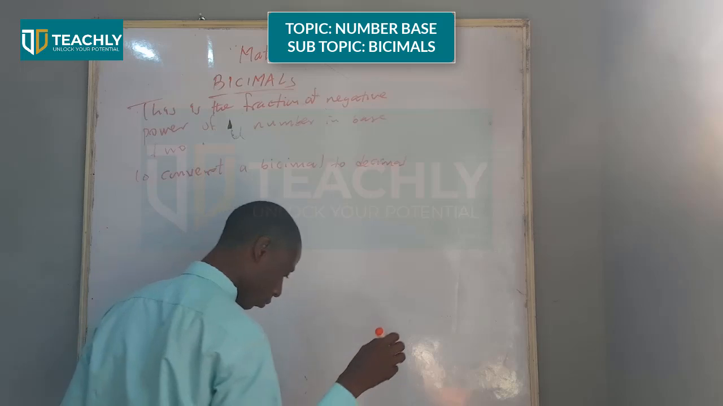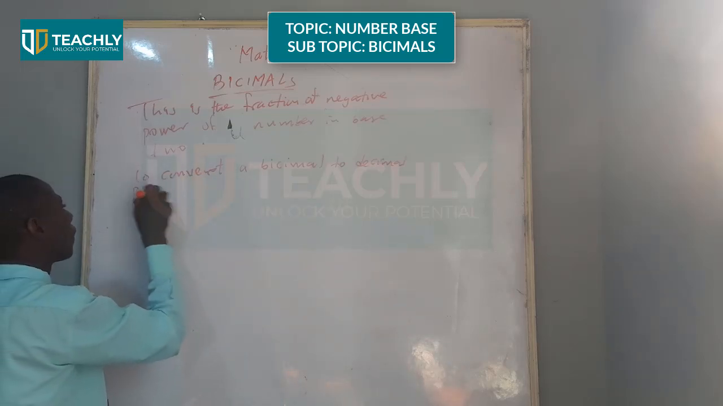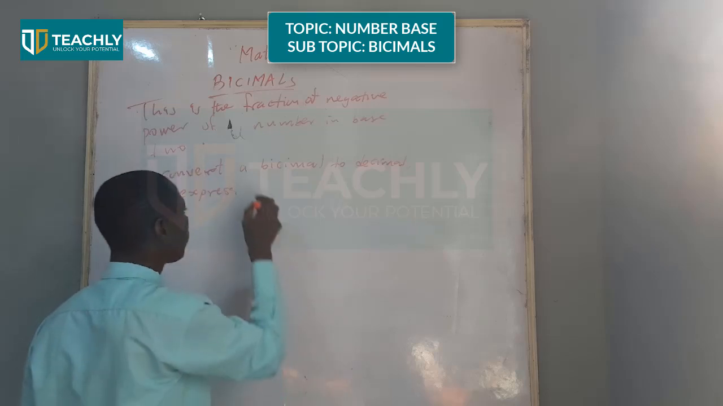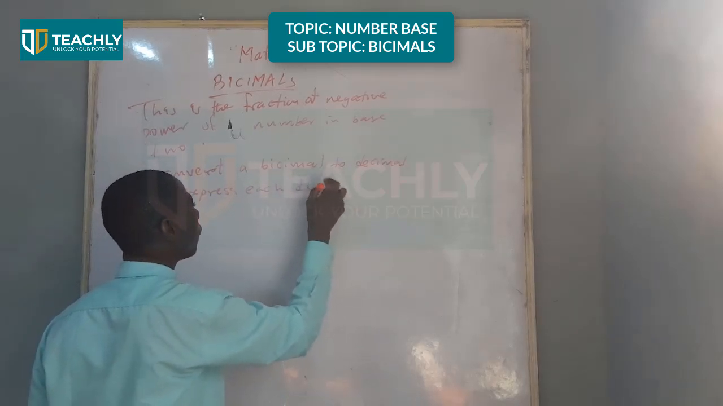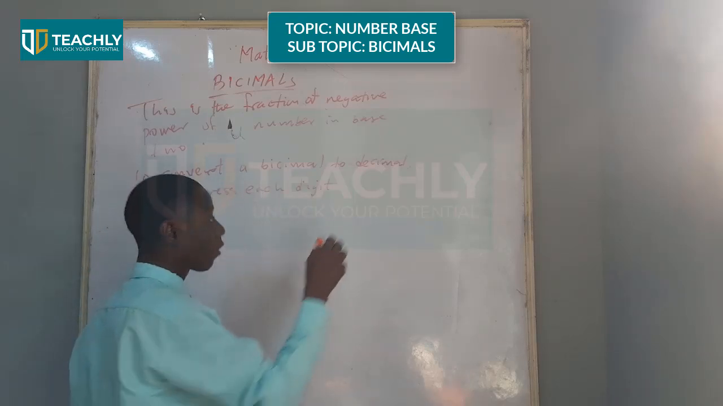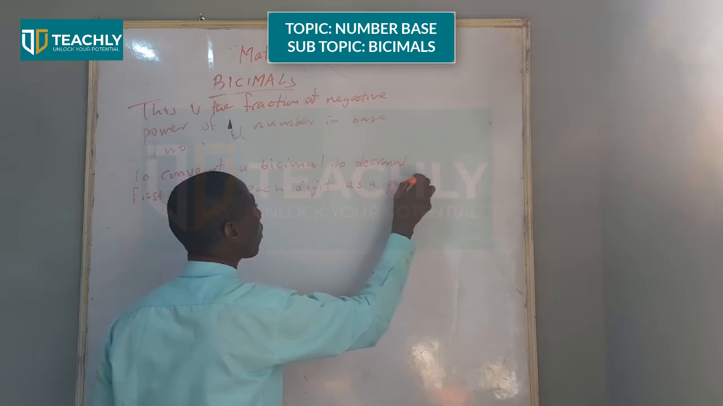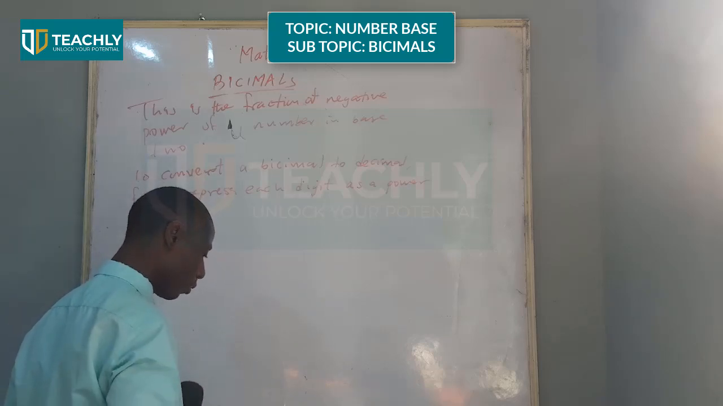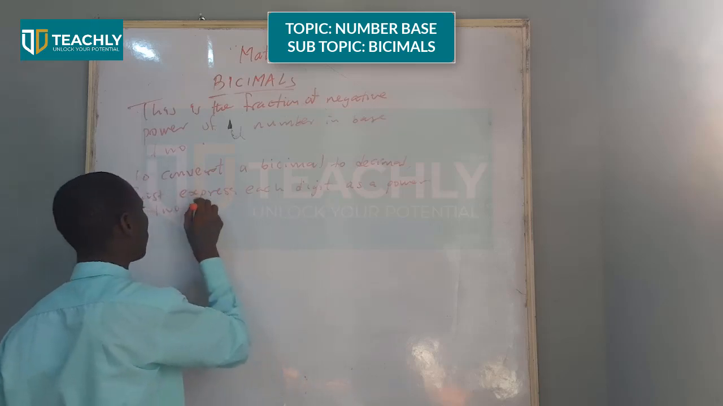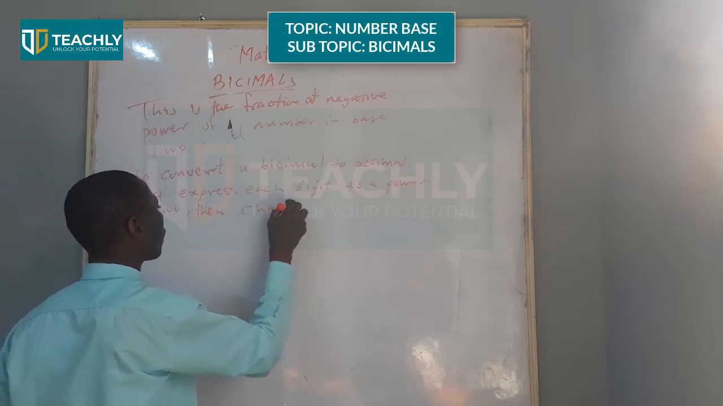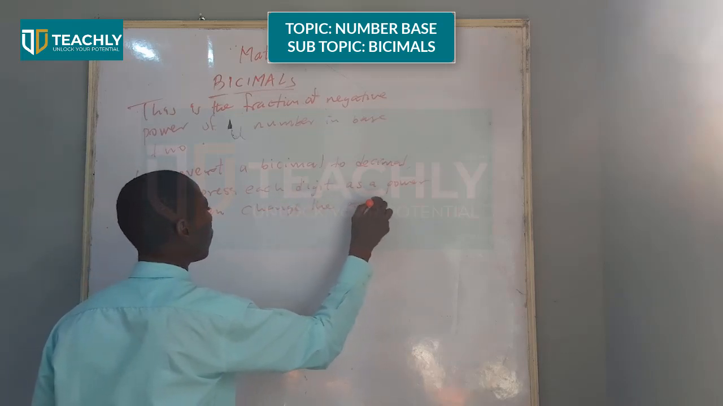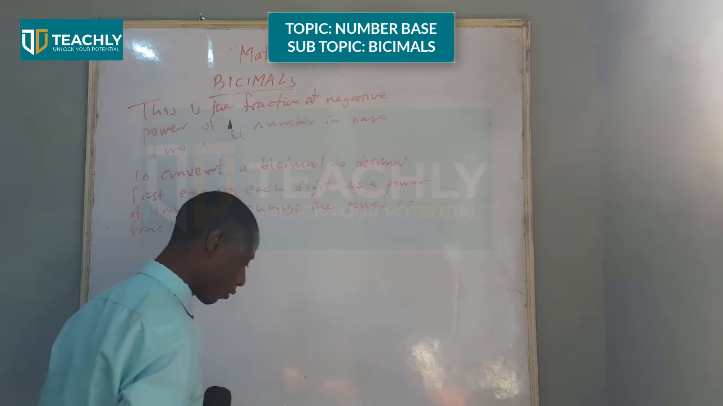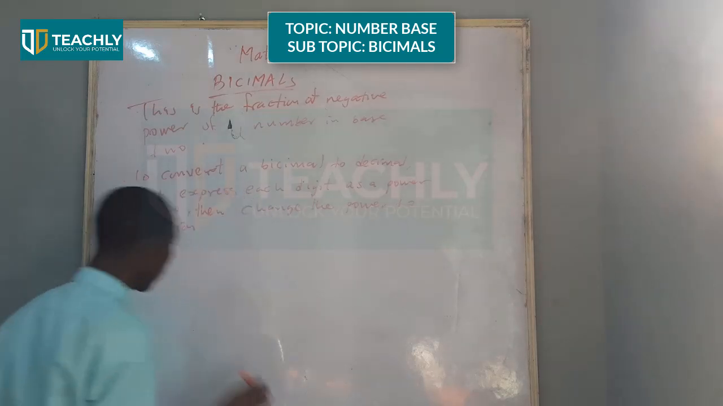So what do we need to do? First, express each digit as a power of 2, then change the power to fraction. So let's look at this example.